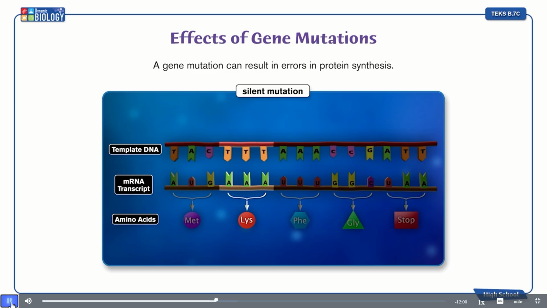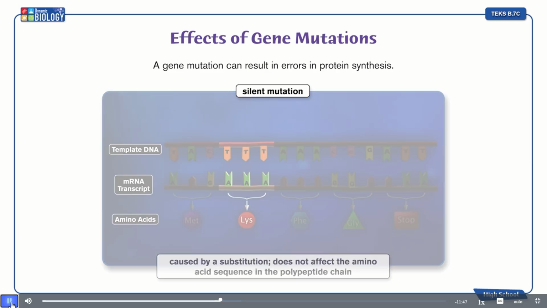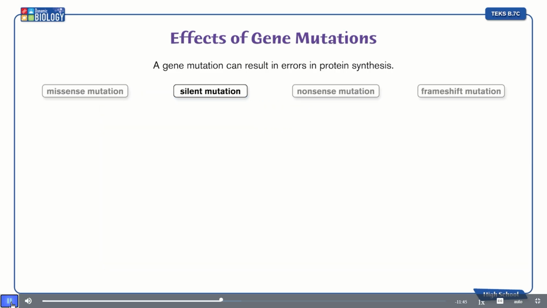Fortunately, AAA codes for lysine just as AAG did. So, the substitution mutation will not impact the polypeptide chain. The mutation is silent. Next, let's look at nonsense mutations.